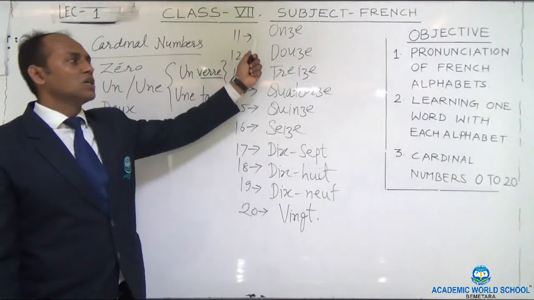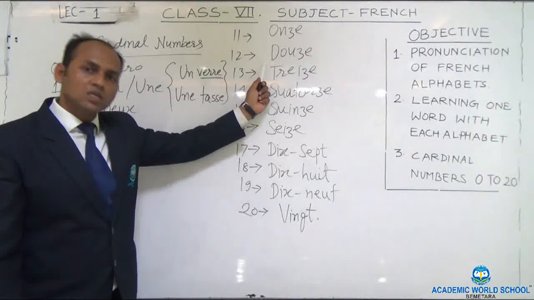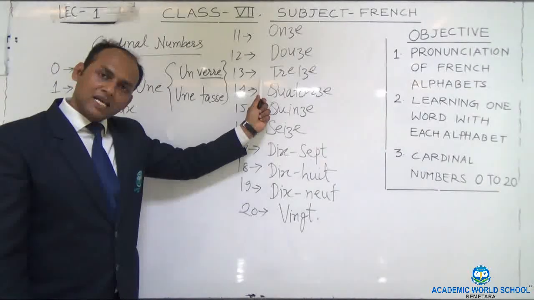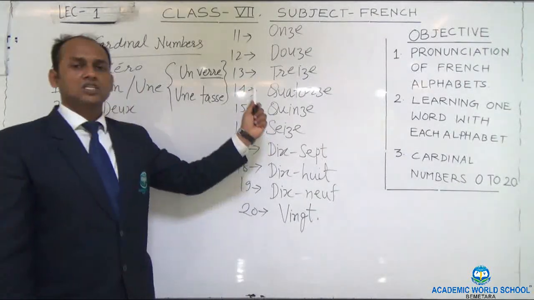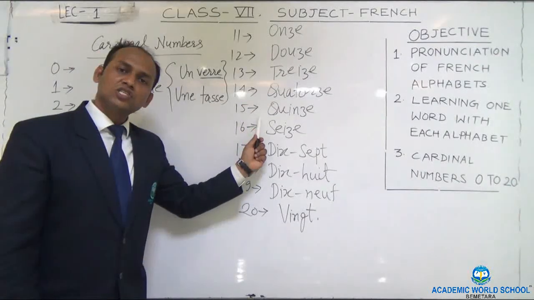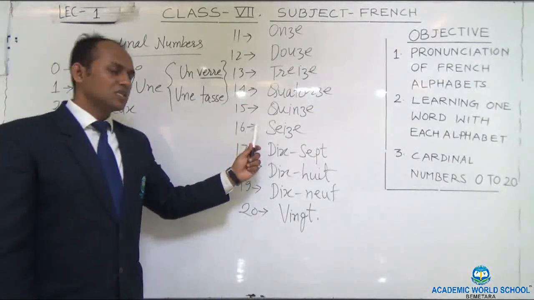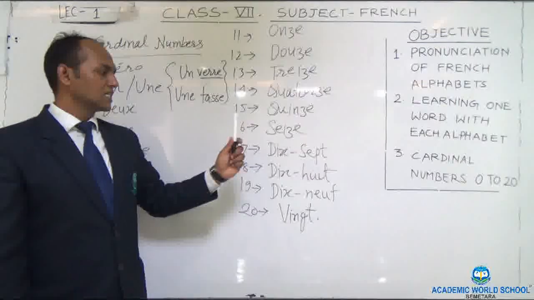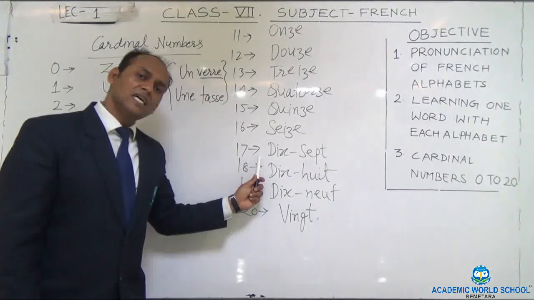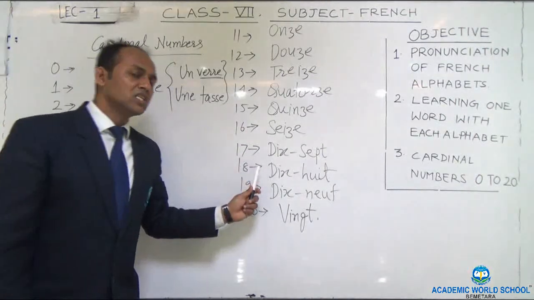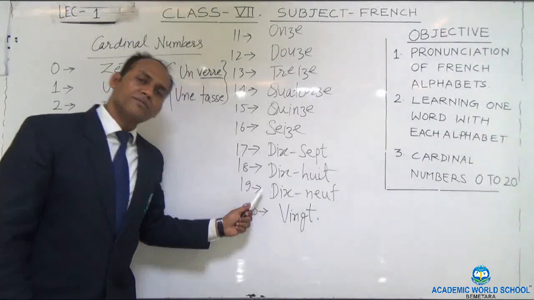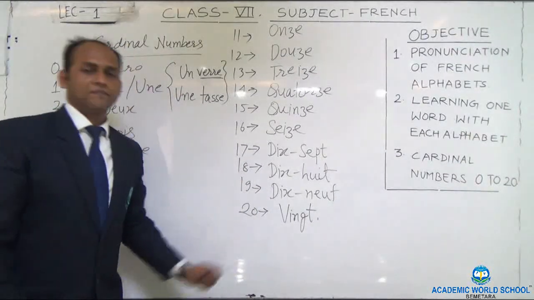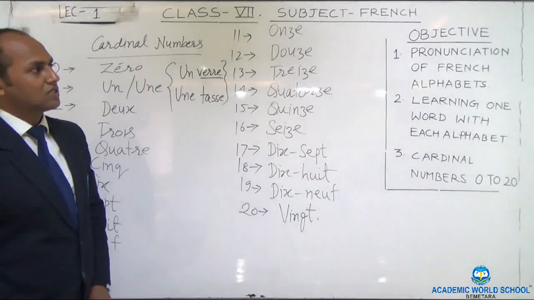Onze, douze, treize, quatorze, quinze, seize, dix-sept, dix-huit, dix-neuf. So what have we done today?